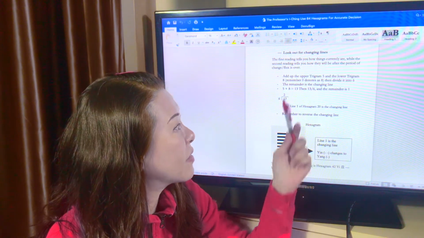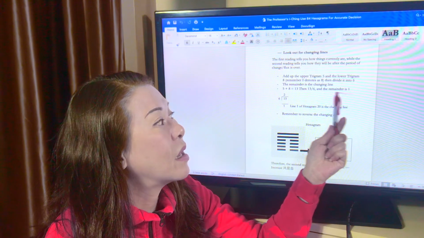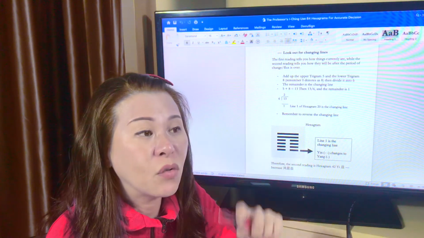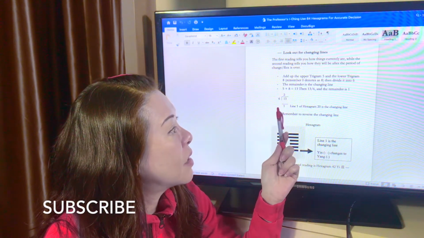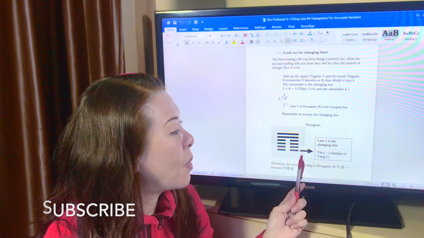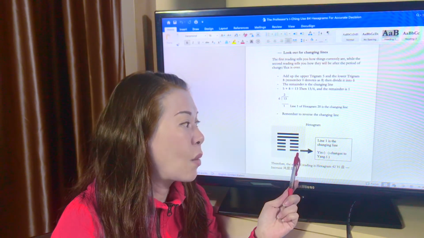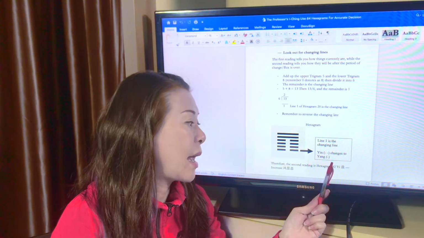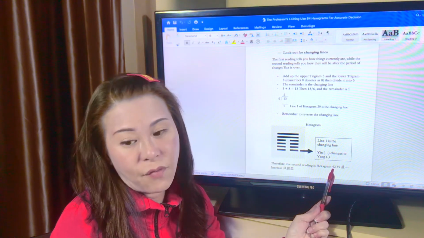So 5 plus 8, you get 13. You divide 13 by 6. The remainder will be your changing line, the line that changes from yin to yang or from yang to yin. So the example here gives 1. Remember, 1 is always counted from the bottom up, so the bottom is line 1. Line 1 is a yin line, so the yin line will change to a yang line. Therefore the second hexagram is hexagram 42.